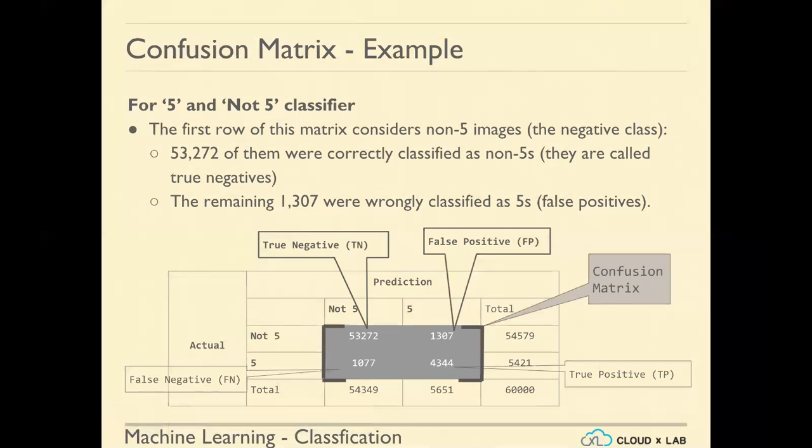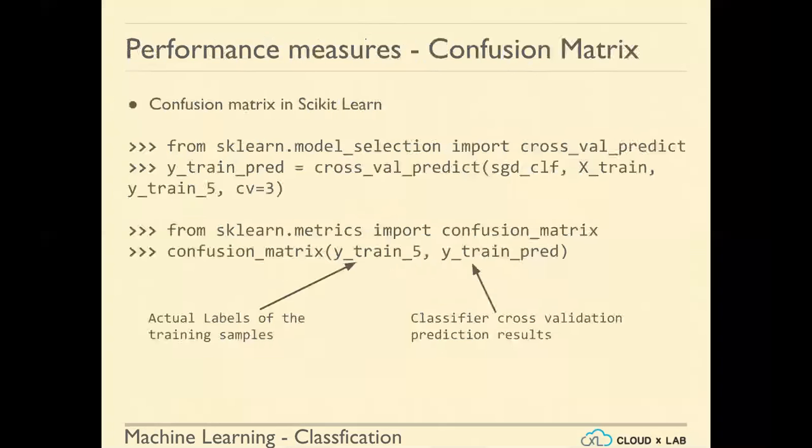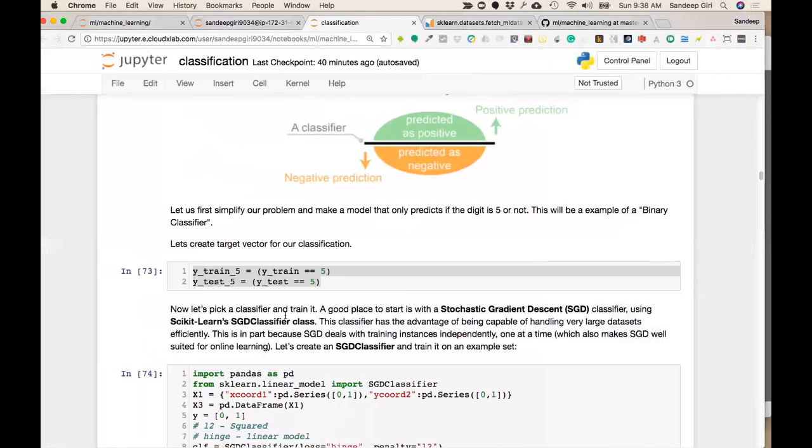So the first row of this matrix considers non-5 images the negative class. 53,272 of them were correctly classified as not 5. These are true negatives. And the remaining 1,307 were wrongly classified as 5. These are false positives. And so on, 1,077 were wrongly classified as non-5s, and the remaining 4,344 were correctly classified as 5s. At any point of time, we can generate the confusion matrix using the confusion matrix function.